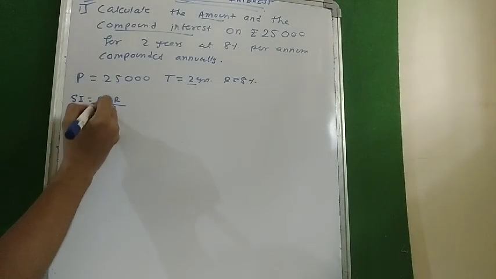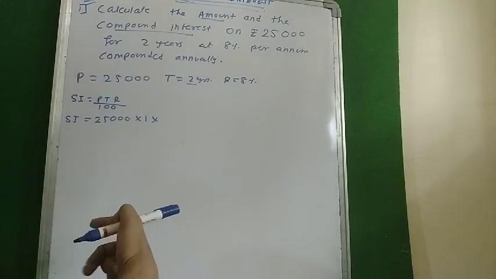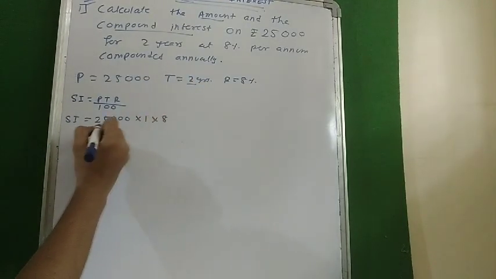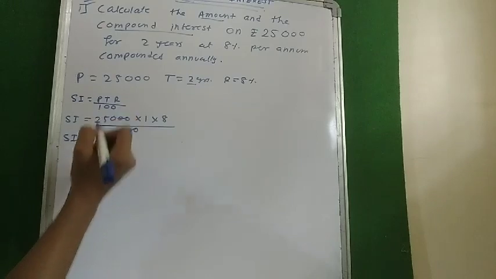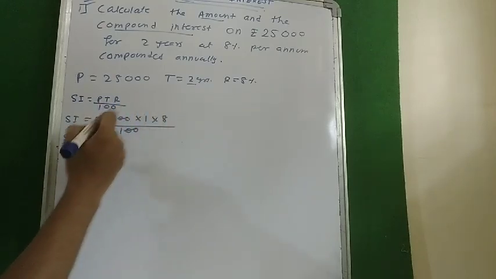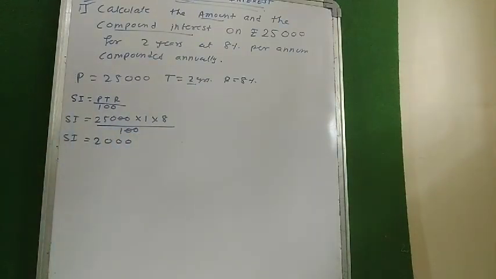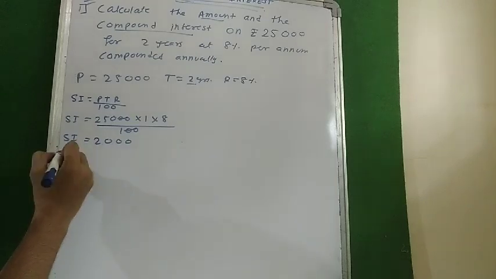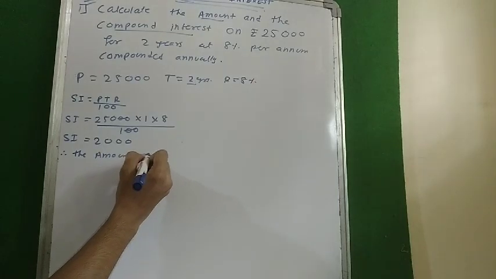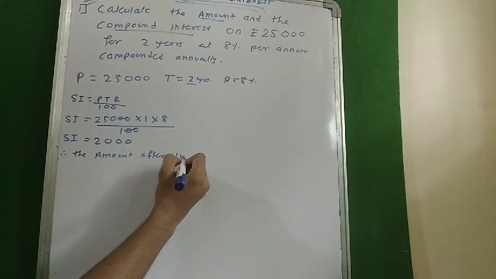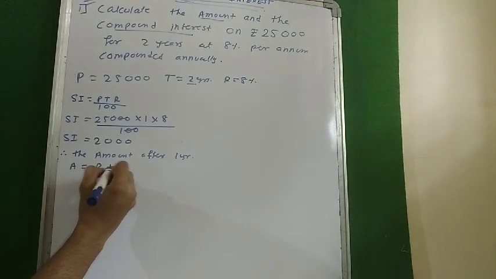So simple interest is, what is the principal? 25,000, time 1 year, because it is 2 years, I will do it 2 times, and the rate is 8% upon 100. So for the simple interest, 20 and 20 cancel, 25 fours are 100, 8 twos are 200, and this is 10. Okay, so I have the simple interest as 2,000 at the end of 1 year. Therefore the amount after 1 year will be principal plus interest.